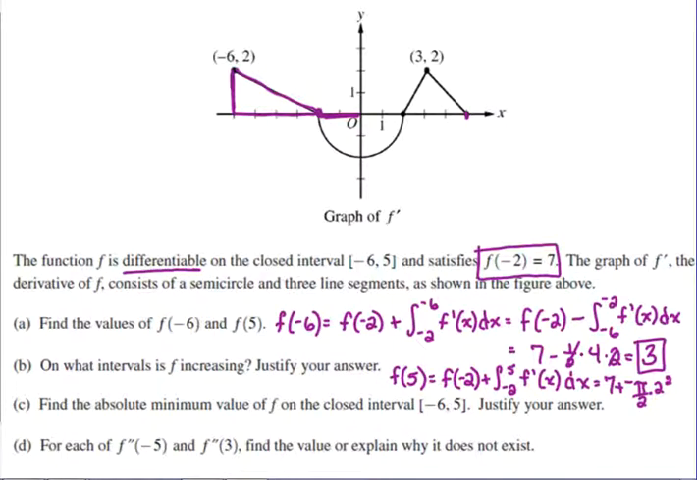So that's the area of the circle plus the area of that triangle. So 1/2 times that base is 3, and that height is 2. So the 1/2 and the 2 cancel. 7 plus 3 is 10. So we've got 10 minus 2 squared is 4, divided by 2 is 2. So 10 minus 2 pi is f of 5.